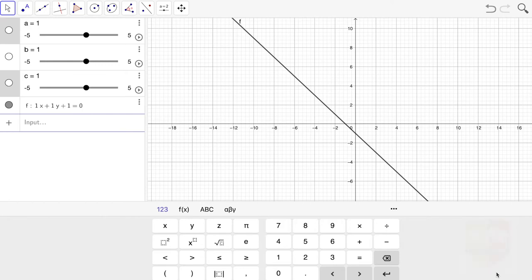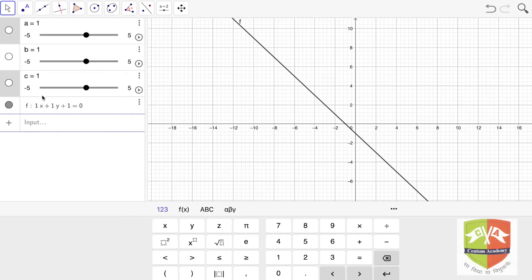Hello friends, this is a GeoGebra tool. We are going to visualize how a linear equation in two variables is represented in a coordinate plane, the xy plane. We have taken the equation x plus y plus 1 equals 0.